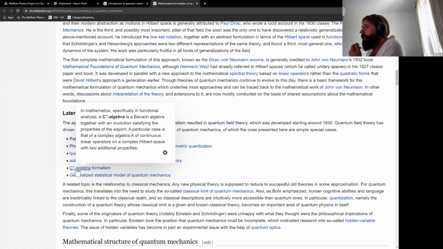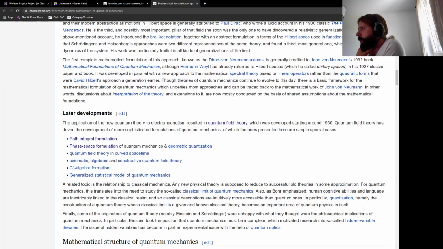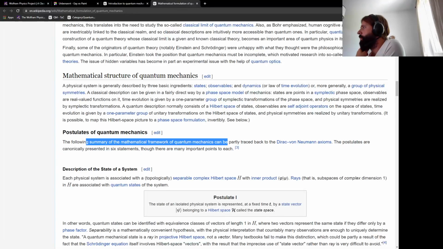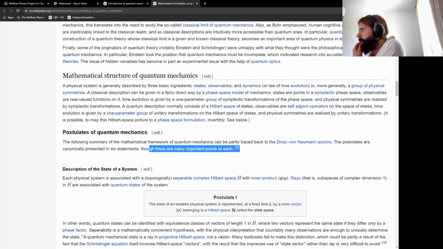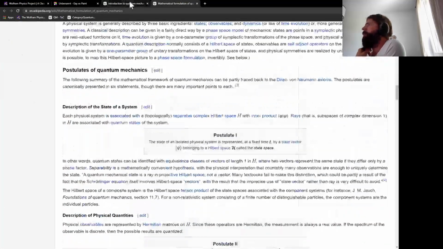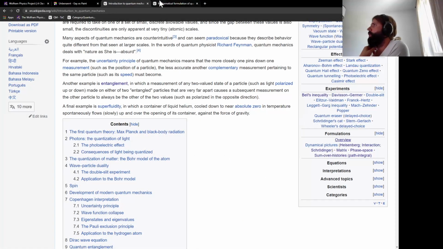So there's even another formalism. Okay, but yeah, let's take a look at the postulates. The following summary of the mathematical framework of quantum mechanics can be partly traced back to Dirac, von Neumann axioms. The postulates are canonically presented in 6 statements, though there are many important points to each. Yeah, but those are postulates of the Heisenberg version or the Schrodinger version. I mean, whatever, the dynamical version, right? Or what?